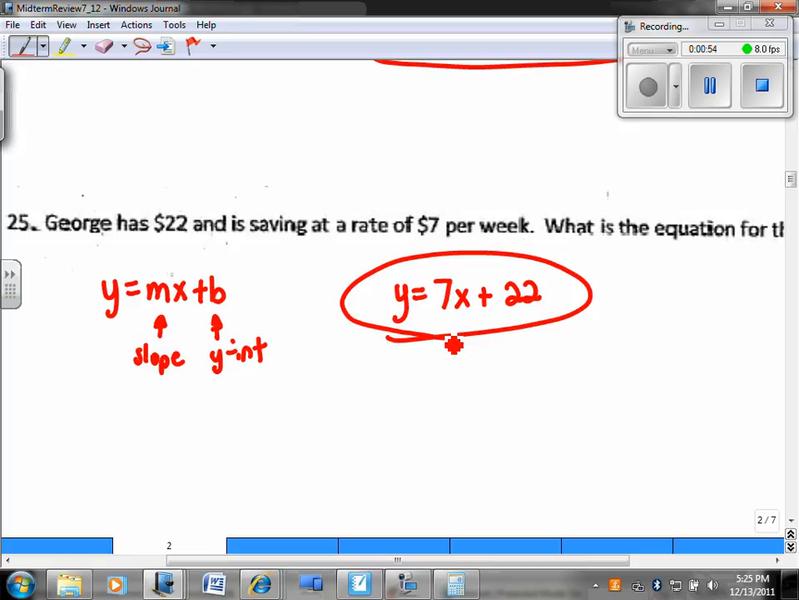We'll often be asked to define our variables. So let's see if we can do it here. X is equal to what? Well, it says per week. So X is going to be our number of weeks. Our Y, well, what's our Y going to tell us? 22 is how much he started out with, and 7 is how much he's adding to his savings each week. So Y is his total savings. George's total savings.